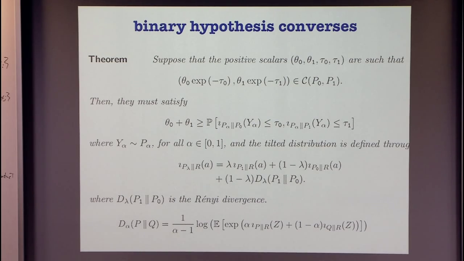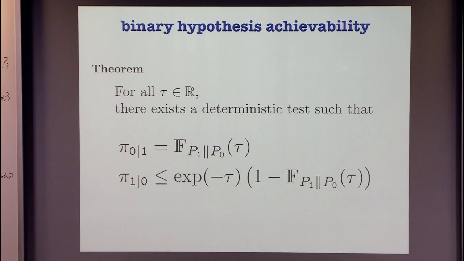Okay, so this, of course, is instrumental. This converse is instrumental later when you go to the asymptotic paradigm to, as we will see later, give you the actual result that tells you how fast you can have both error probabilities go to zero exponentially fast.